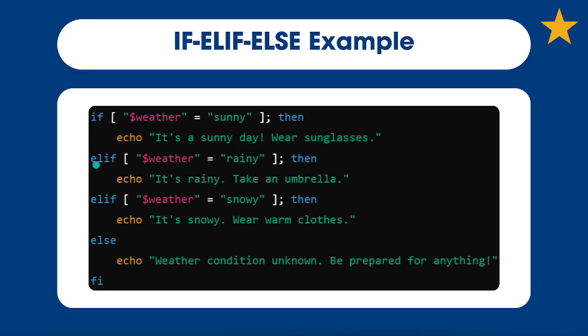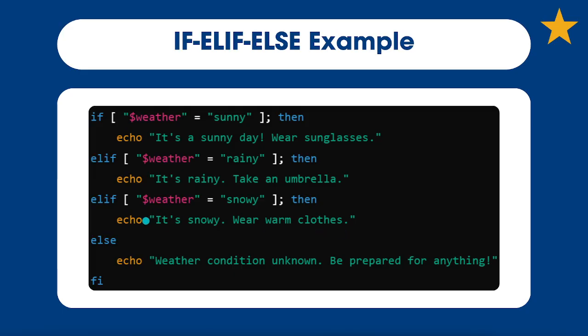All right, it's going to move on to the next condition. Is snowy equal to rainy? Nope. It's going to skip this one. All right, next condition, is snowy equal to snowy? Yes, that is true. So then it's going to execute the code block that belongs to this particular branch. It's going to say echo, it's snowy, wear warm clothes. Wear warm clothes, excuse me.